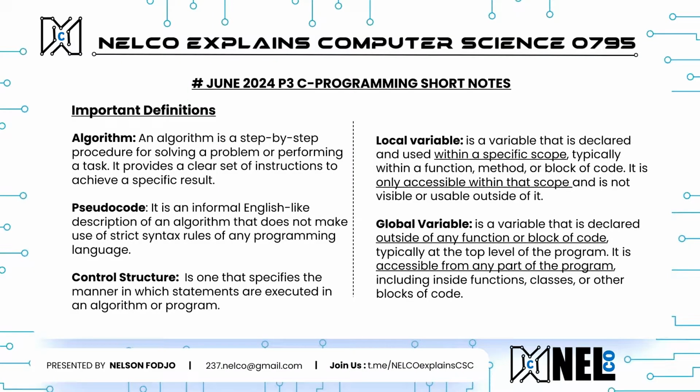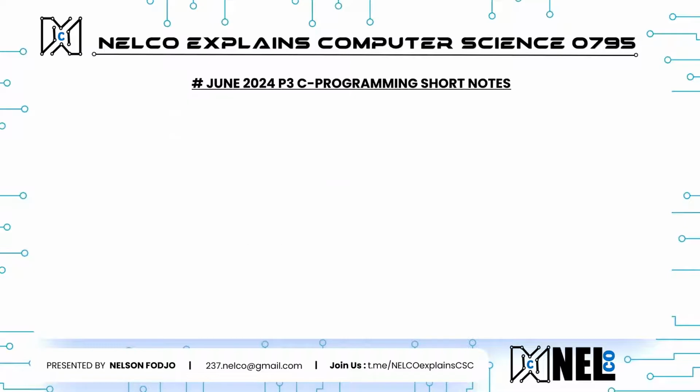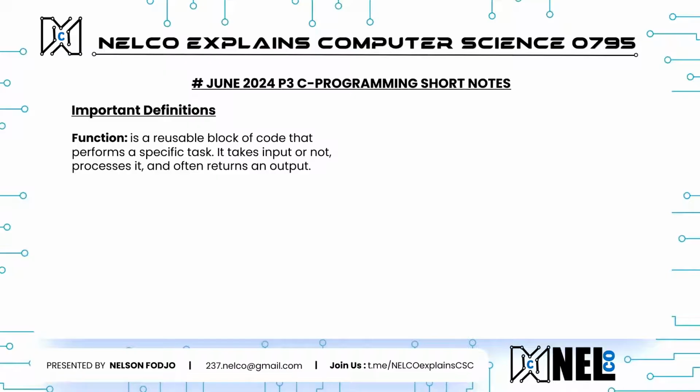Next, we have global variable, which is declared outside any function or block of code, typically at the top level of the program. It is accessible from any part of the program, including inside functions, classes, or other blocks of code. Next, we are going to look at functions.